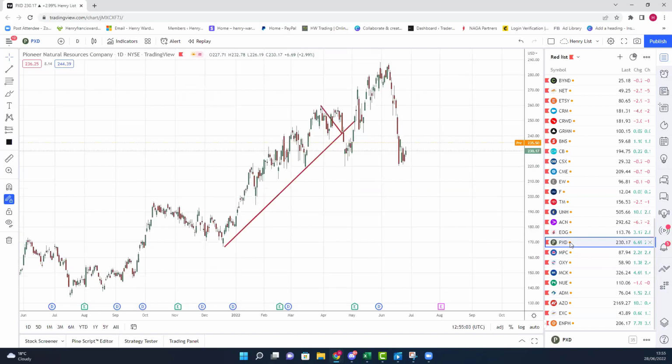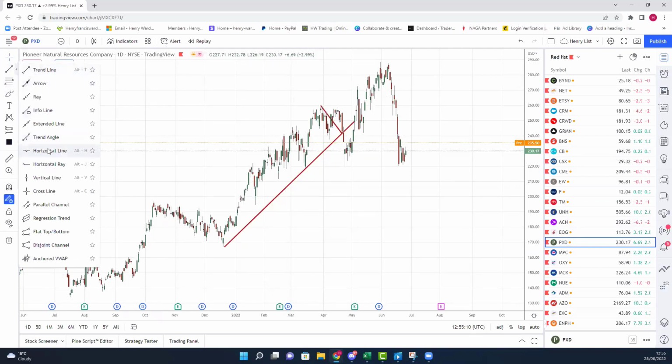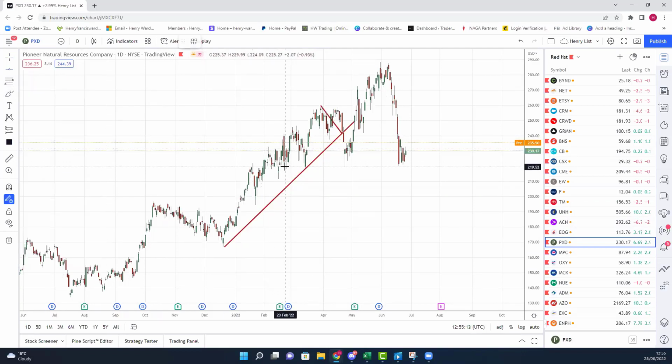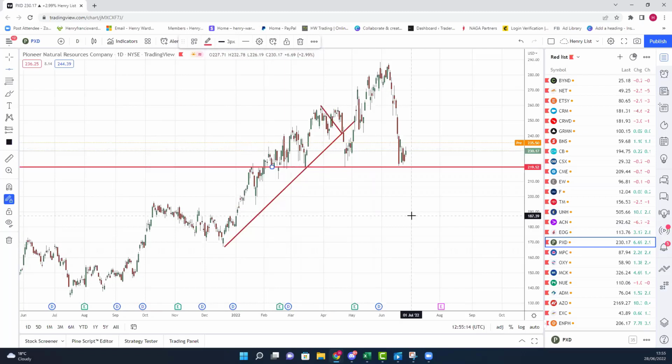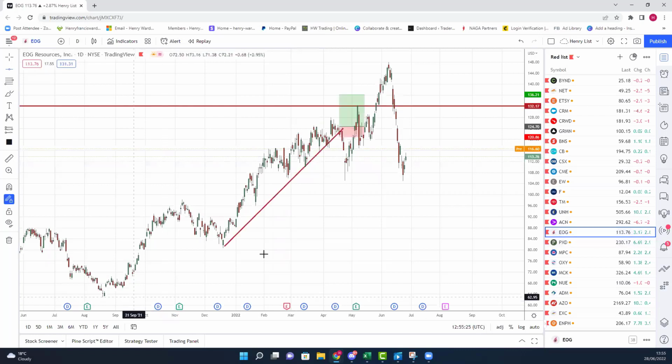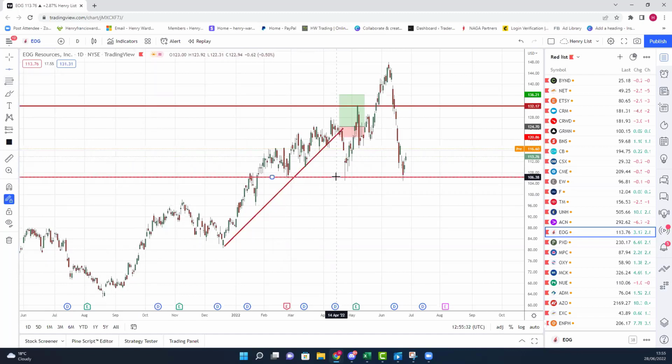Same with this one, Pioneer Natural Resources Company. It's come back to that horizontal. So we are getting some of these companies that were doing really, really well coming back to really nice levels. Again, I don't know huge amounts about this company, but is it something we should be investing in? Okay, EOG Resources. Again, it's come back to this nice horizontal.